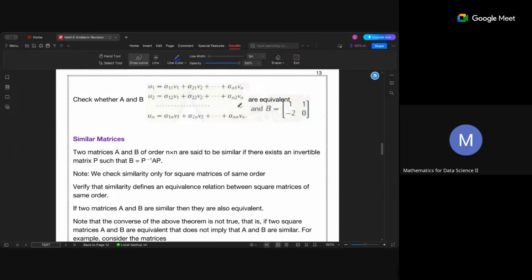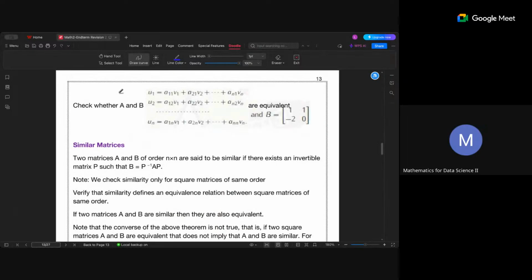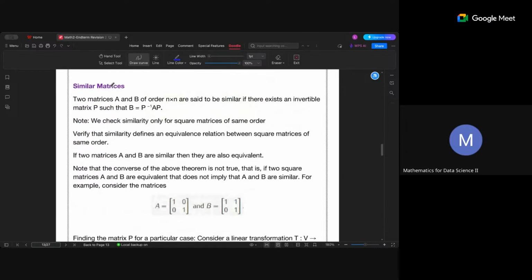Here some confusion has happened while editing, so don't worry. Okay, so similar matrices. What are similar matrices? Equivalent matrices are for rectangular matrices, while similar matrices are only for square matrices. So you have n by n matrices, and you say that two matrices are similar if B is equal to P inverse AP, where P is an invertible matrix. So note that similarity is only applicable for square matrices. Obviously similarity implies equivalence, but the other way is not true.